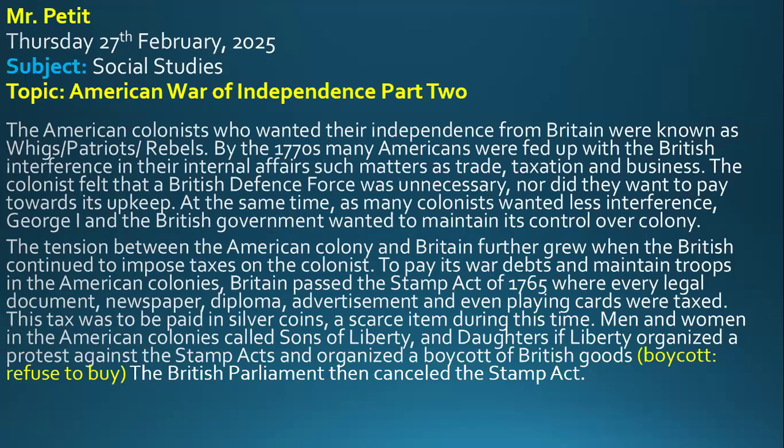Go ahead, Jada. The American colonists who wanted their independence from Britain were known as Whigs, patriots, or rebels. By the 1770s, many Americans were fed up with the British interference in their internal affairs, such matters as trade, taxation, and business. The colonists felt that a British defense force was unnecessary, nor did they want to pay towards its upkeep. At the same time, as many colonists wanted less interference, George I and the British government wanted to maintain its control over the colony.